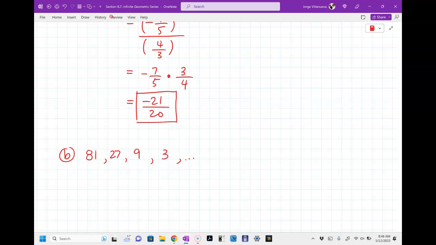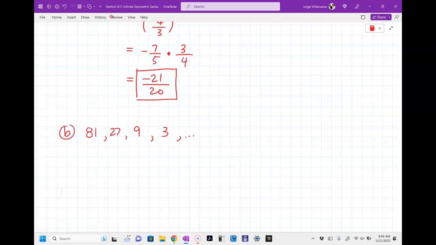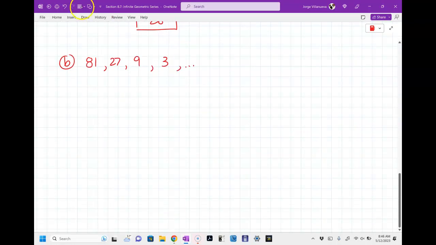Write them backwards. 81, 27, 9, and 3, etc. Again, notice how this puts the ellipses, right? Dot, dot, dot at the end, but it doesn't tell you how many terms. It just says dot, dot, dot. That means it's infinite. It keeps going forever. Okay? All right, so what is my R value here?